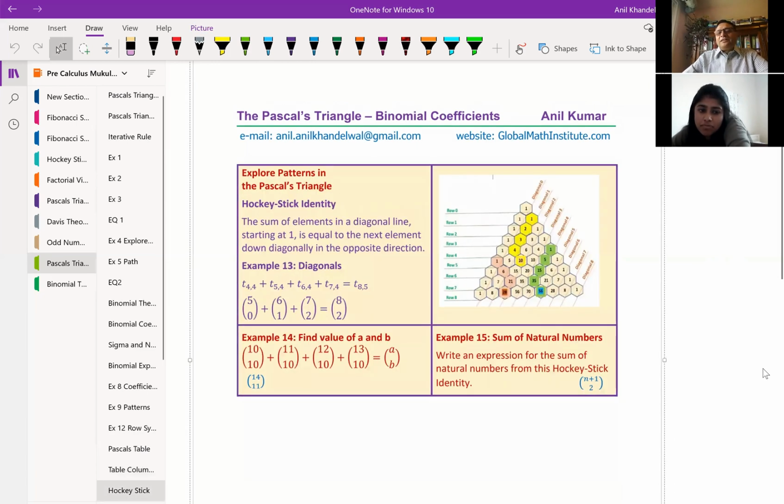We'll look into this hockey stick property also. And here is our next question based on the hockey stick property, which you just saw. So, Amy, can you read what is written here? Yes. So explore patterns in Pascal's triangle. The hockey stick identity. So the sum of elements in a diagonal line starting at 1 is equal to the next element down diagonally in the opposite direction. This is the important part, in the opposite direction.